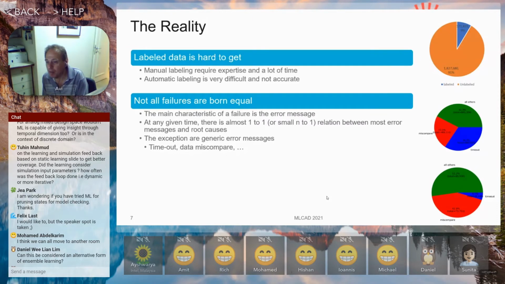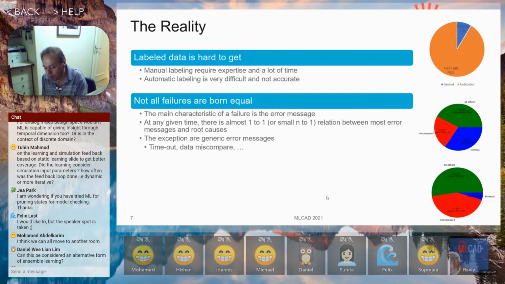But if we see what happened in the labeled data, we also see that the distribution is completely different. We have a very small percentage coming out of timeouts, which means that not only do we have a small amount of labeled data, this labeled data is also not very representative of the real world.